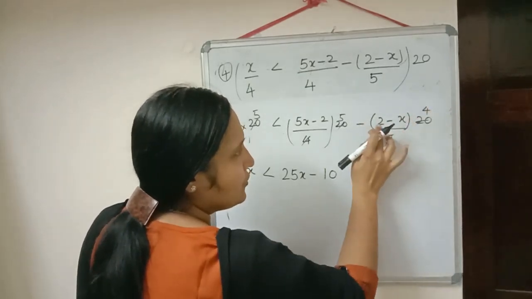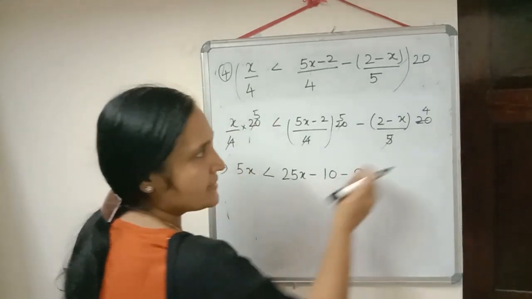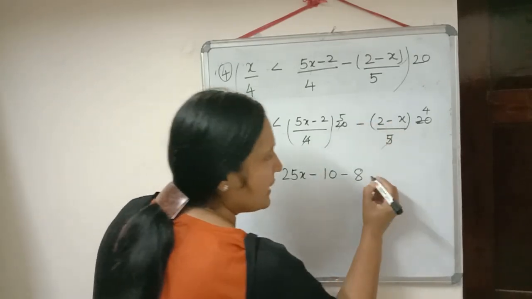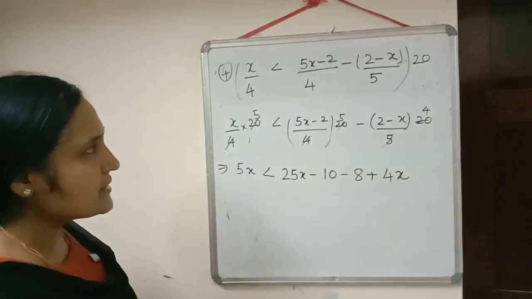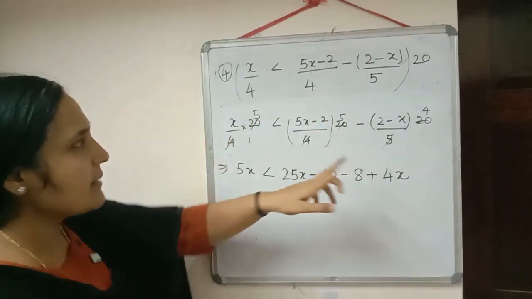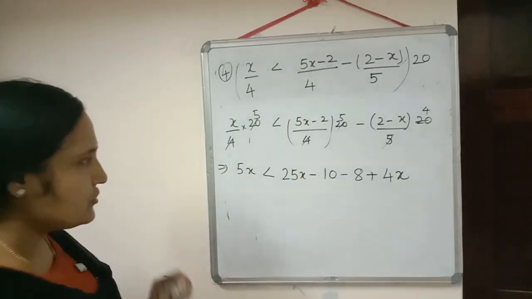So 4 into 2 is 8, and here there is a negative sign, so it will be equal to minus 8. 4 into minus x is minus 4x, and negative into negative is positive, so it will be equal to plus 4x. So just to check, when we multiplied by the LCM, in one step only we removed the fraction there. Now it is easy for us to simplify.